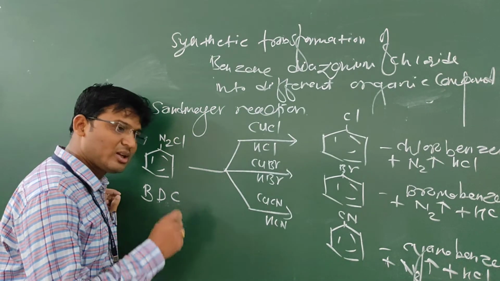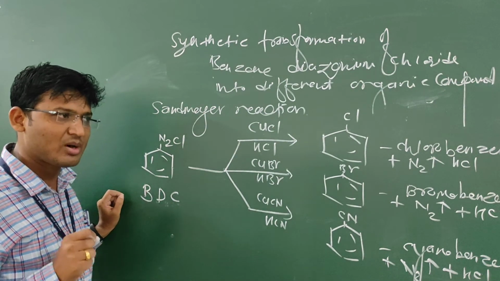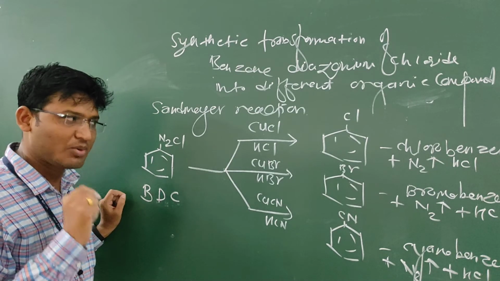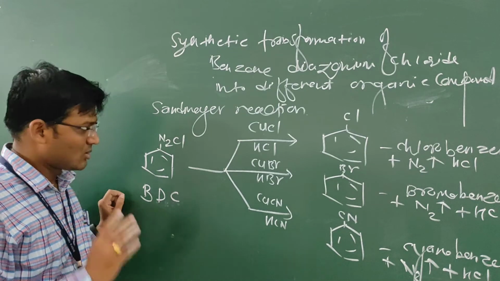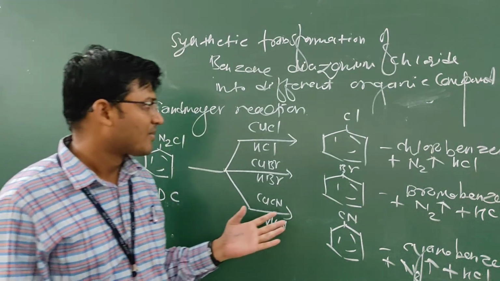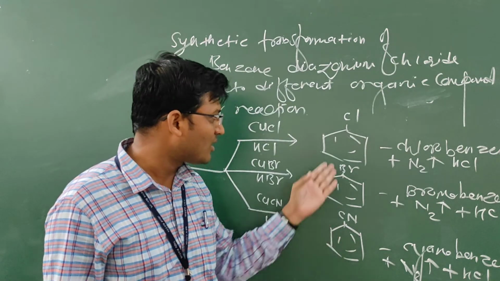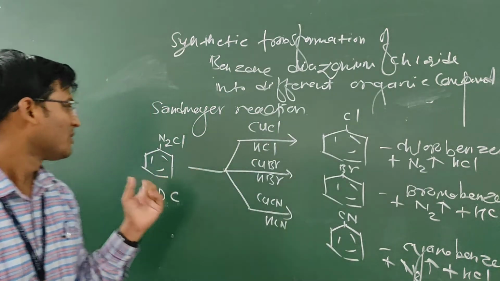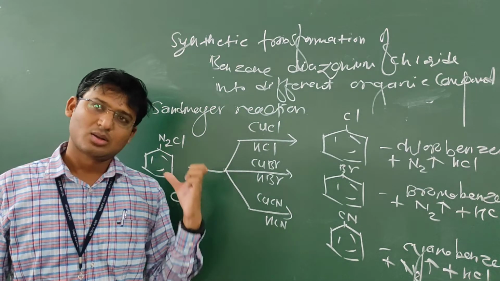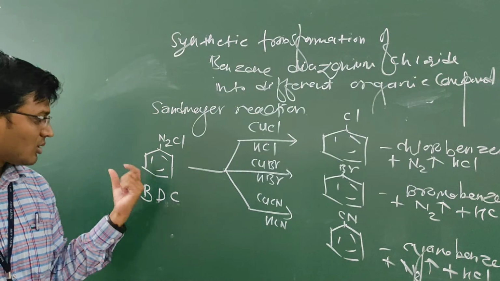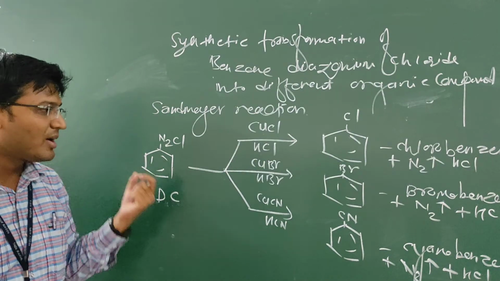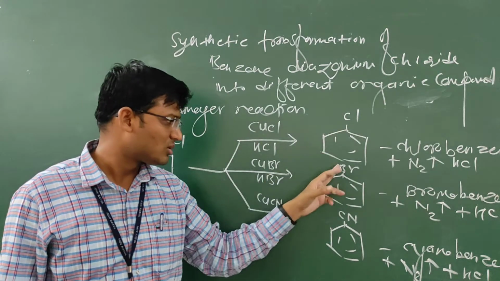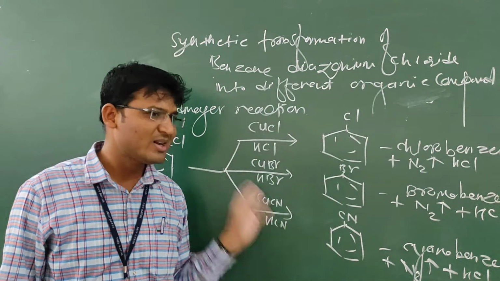These reactions generally proceed in forward direction by the formation of a free radical. That is, the Sandmeyer reaction proceeds in forward direction by the formation of a free radical. In this way, the different aromatic halobenzenes can be prepared: chlorobenzene, bromobenzene and cyanobenzene. Therefore, as I previously said, BDC, benzene diazonium chloride, has a lot of synthetic utility. From this we can prepare different compounds with different reagents.